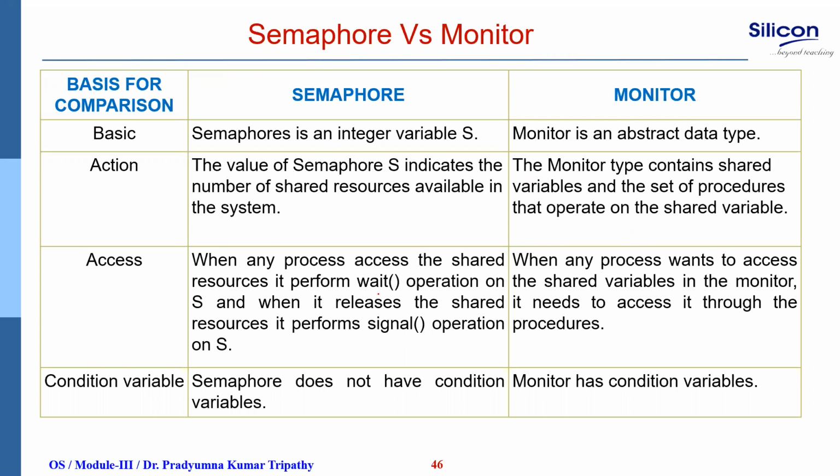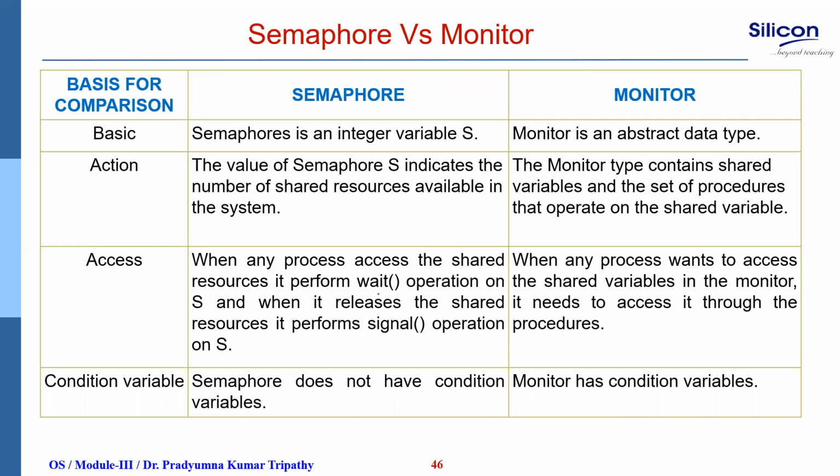So if you want to compare semaphore versus monitor, the basic difference is that a semaphore is an integer variable, whereas a monitor is an abstract data type. A semaphore is an integer variable. A binary semaphore has 0 and 1; a counting semaphore has an unrestricted domain, but it is an integer only. But a monitor is an abstract data type, like a class.